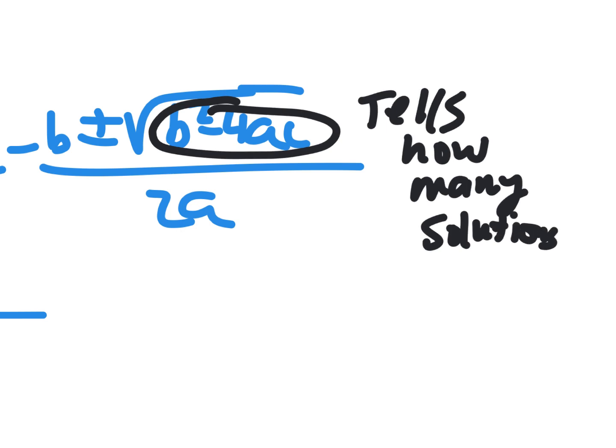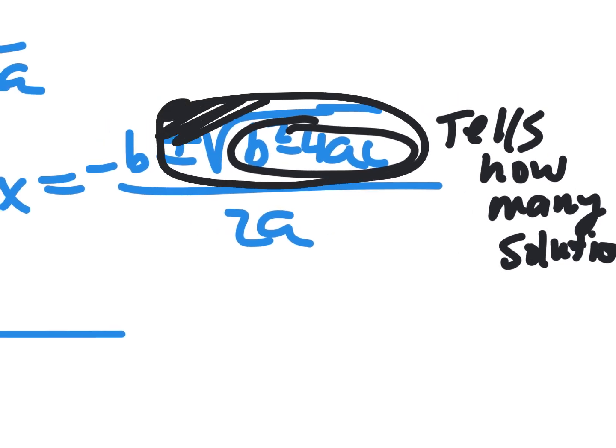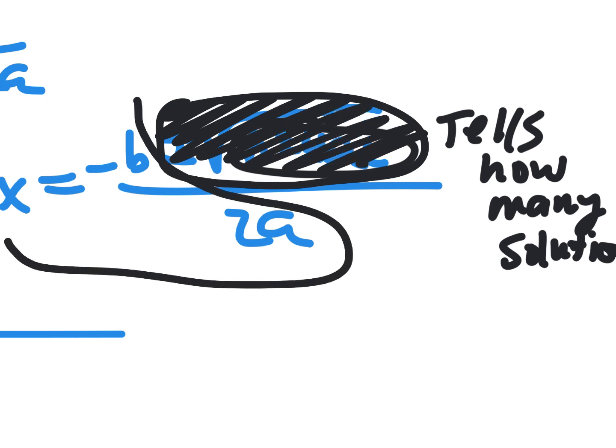What if it comes out positive? How many solutions will we have? 2. What if it comes out negative? How many solutions will we have? We won't have any, right. And what if it comes out to 0? Then you have 1 solution. Because if this whole thing is 0, it's like it won't even exist. But there's an answer right here still. And it's the vertex.